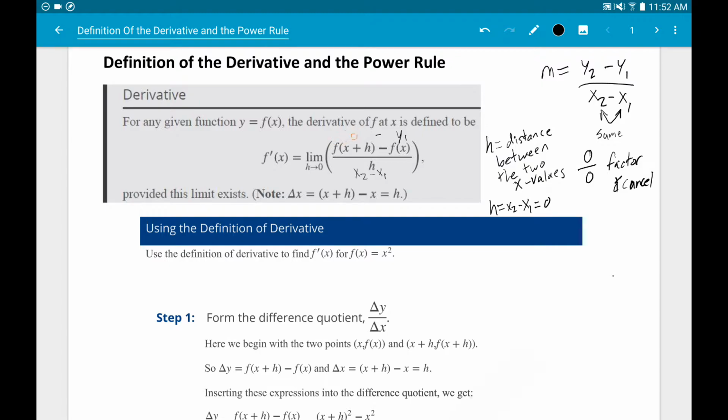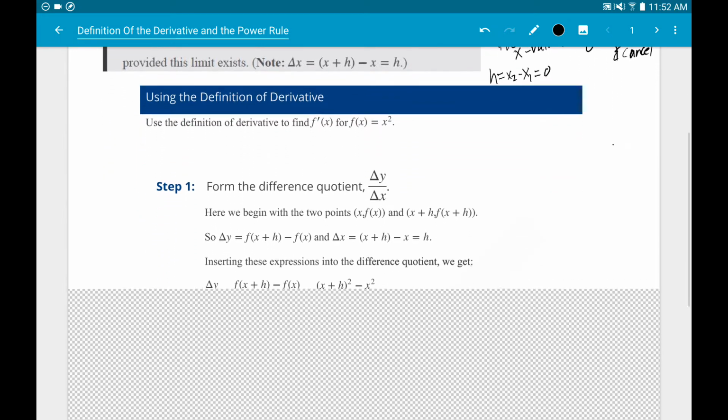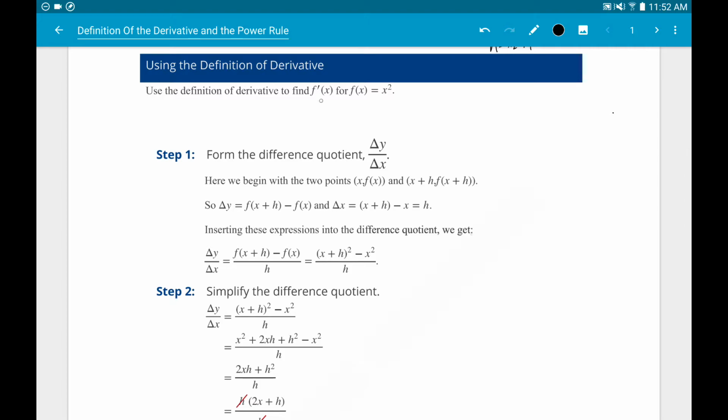All right, so what we want to do is look at an example using this limit definition of a derivative to approximate a derivative. So let's go down here to this example. Using the definition of the derivative, find the derivative for f of x equal x squared. In other words, I want to know what the derivative of x squared is. The way the book does it, they break it into 3 steps. I believe they call it the 3-step process in our book.